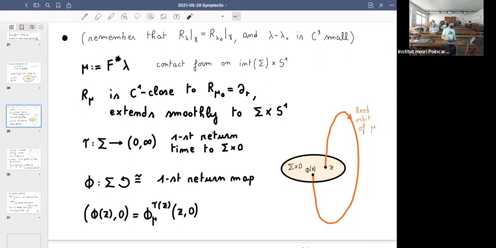Therefore, since it extends smoothly and it's close to d over dt, I can consider the first return map to the section sigma times 0. Sorry, the first return time, I'm going to call it tau. This is the time it takes a Reeb orbit to flow from a point on sigma times 0 back to sigma times 0. With the first return time, I construct the first return map as usual. It's a diffeomorphism of sigma.